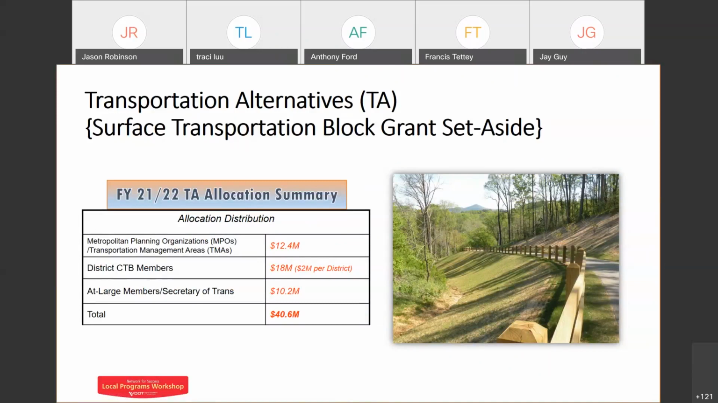You see our district CTB, or Commonwealth Transportation Board members, get $2 million for the 2-year cycle. So again, $1 million per fiscal year. The at-large members and Secretary of Transportation gets a little over 10. And then you see our TPO, or transportation management areas, get a little over $12 million. So collectively, it's over $40 million.